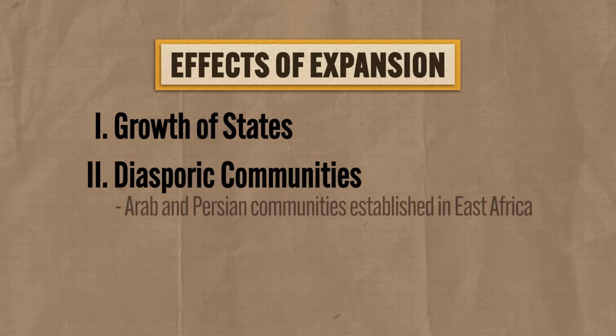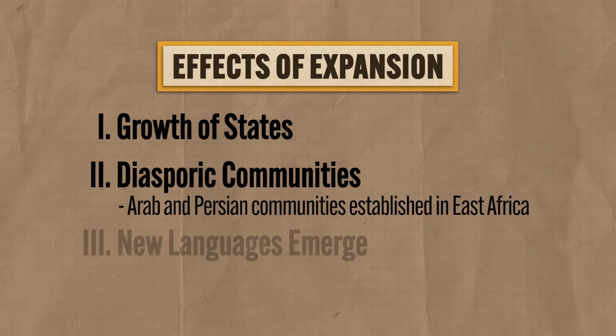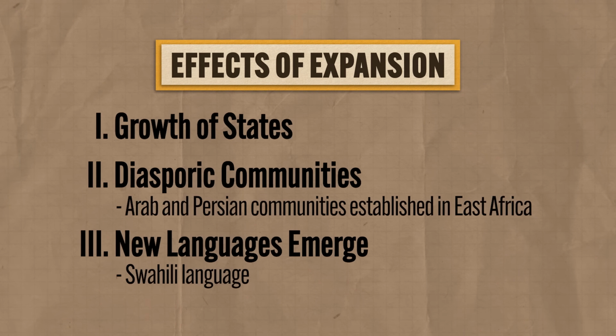For example, Arab and Persian communities were established in East Africa, which led to intermarriage with the women there. And I know that sounds really romantic, but it was done to ensure that trading partners in different states were trustworthy. Anyway, that cultural intermingling led to the further spread of Islam, and that in turn fostered the growth of the Swahili states in East Africa. And because of that influence, an entirely new language emerged called Swahili, which began as a mixture of native Bantu languages and Arabic words.